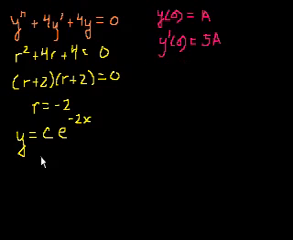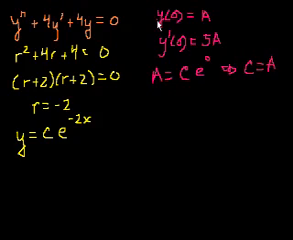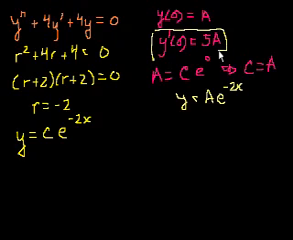If y of 0 is equal to a, that tells us that a is equal to c times e to the minus 2 times 0. So e to the 0, or c is equal to a, right? So if you just had this first initial condition, say, fine, my particular solution is y is equal to a times e to the minus 2x. But let's see if this particular solution satisfies the second initial condition.